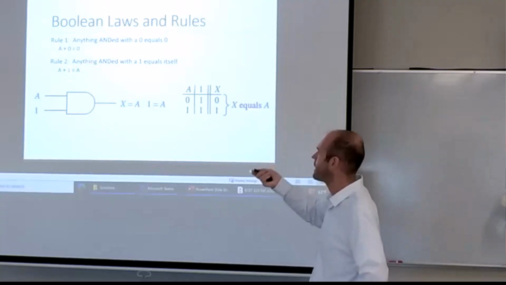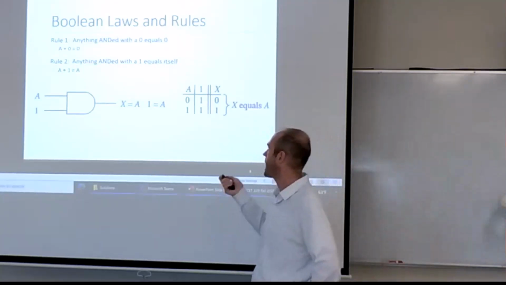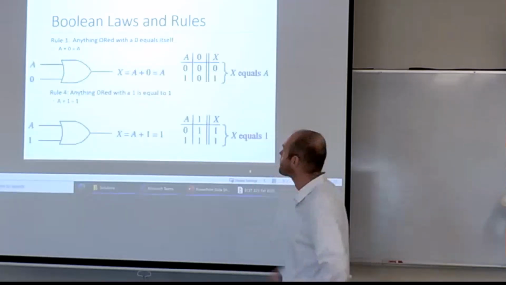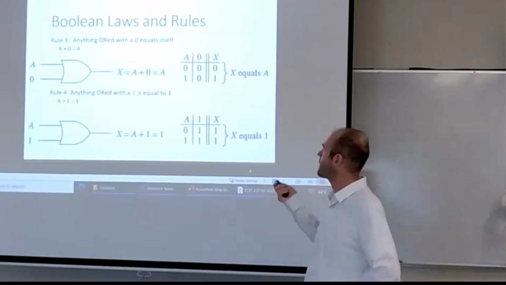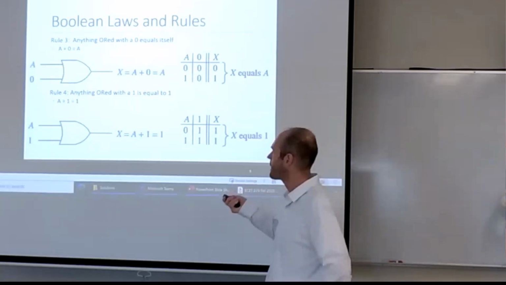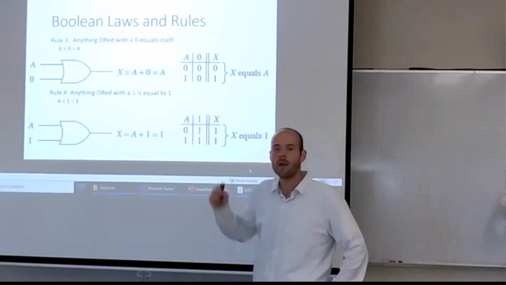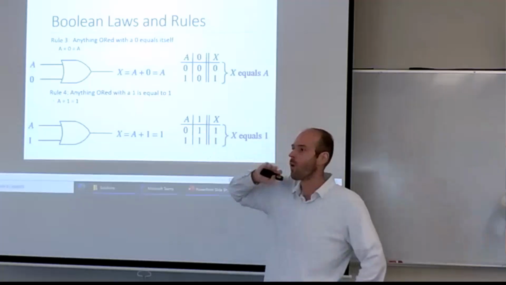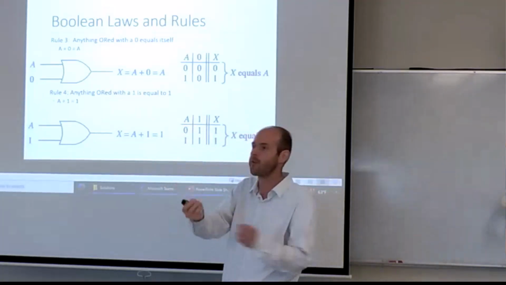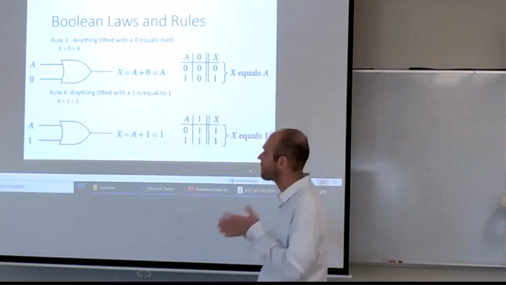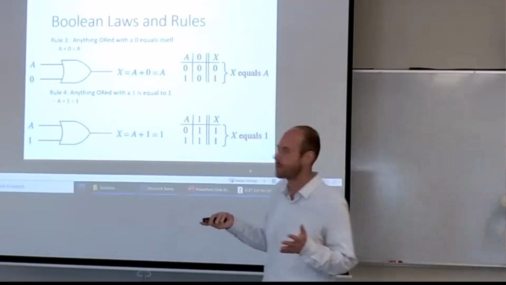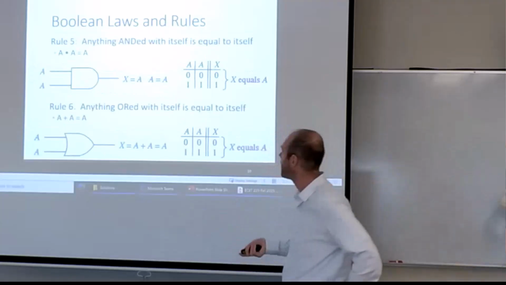So rule 1, anything ANDed with 0 equals 0. Anything ANDed with 1 equals itself. So rules 1 and 2. Anything ORed with 0 equals itself. Anything ORed with 1 is equal to 1. And side note as to why we're defining these: they give us abilities to cancel things out or drop them out of our equations to make them smaller and more condensed, remove redundant parts of our equations. And so that's why we're introducing these.